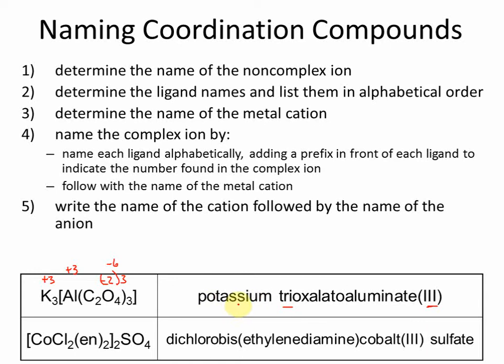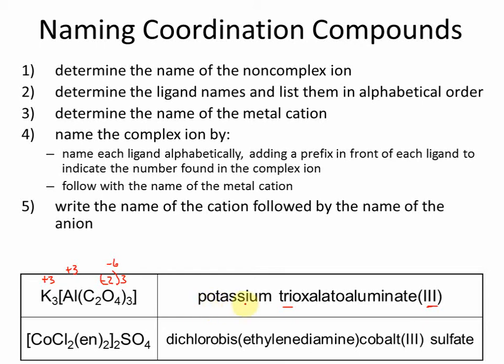Now also notice that even though there are 3 potassiums here, I don't write that there are 3 potassiums. It's redundant information, because if I know that the aluminum is 3+, and there are 3 oxalato ligands that are each -2, that tells me by deduction that there have to be 3 potassium ions to balance out the charge. So rather than writing tripotassium or anything like that, I just leave that out.